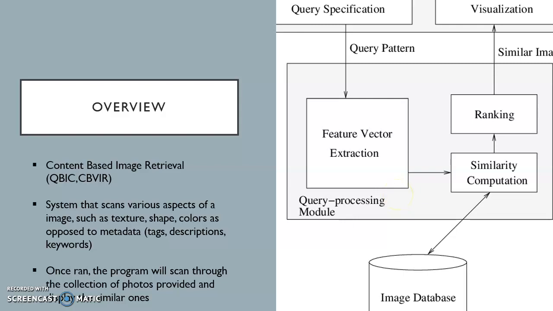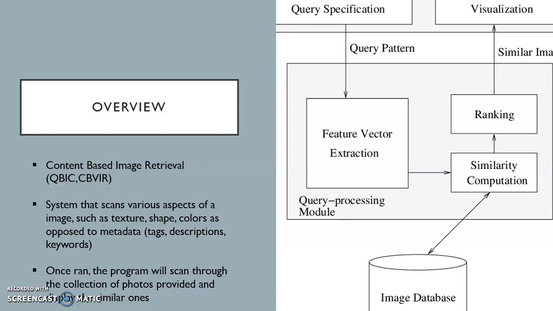So, overview. CBIR stands for content-based image retrieval. It has also been known by two other names: QBIC and CBVIR. QBIC stands for query by image content, and CBVIR stands for content-based visual information retrieval. So basically the same thing as CBIR, just different names and different ways of doing it, but you get the same end result, which is images that are similar to one another.